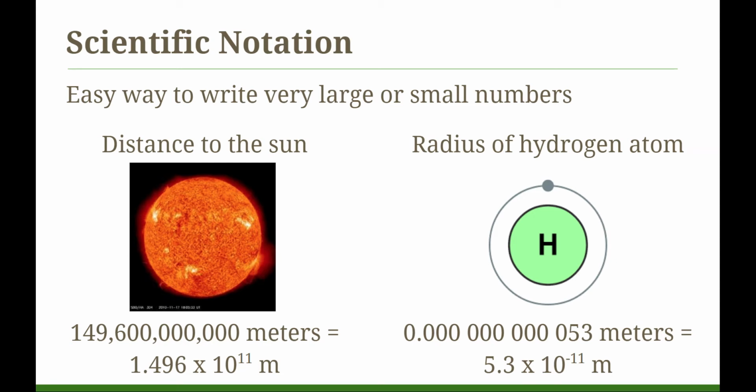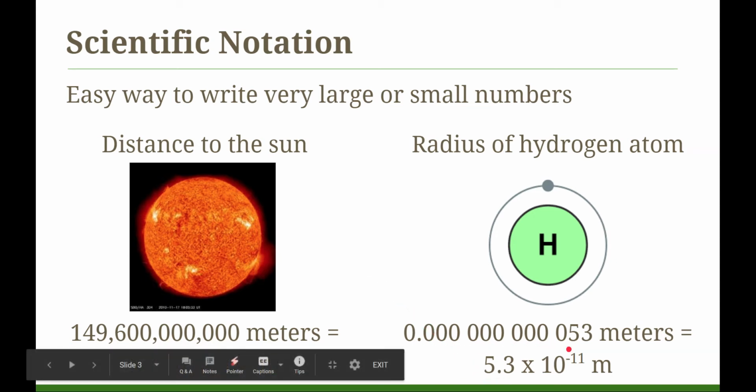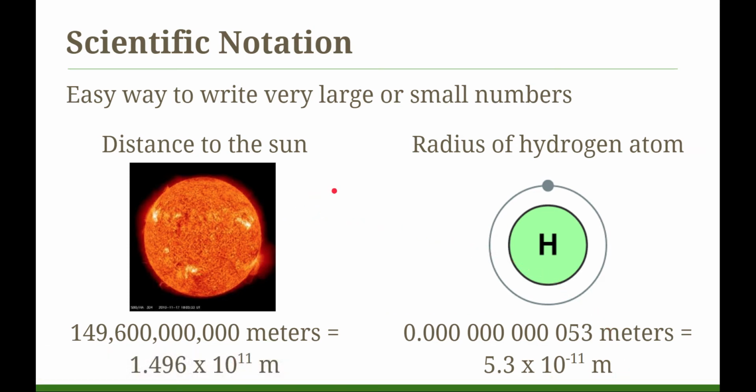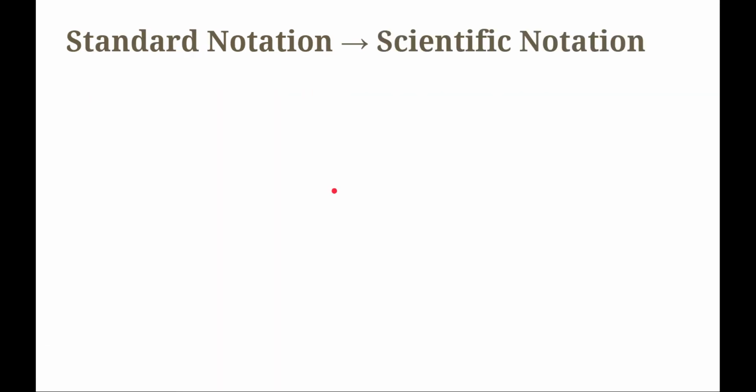If we go to the opposite end of the scale, the radius of a hydrogen atom is really, really tiny. You can see it's a point and then all these zeros, 0.53 meters. And if I were to write that, it's 5.3 times 10 to the negative 11th meters. So it's just a way to write very large and very small numbers.